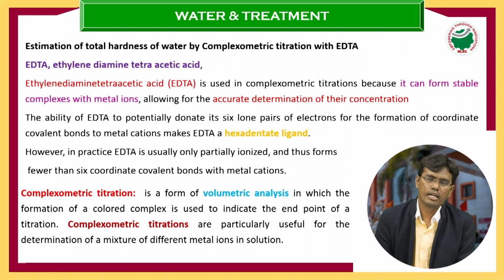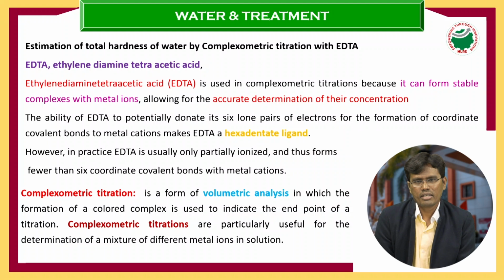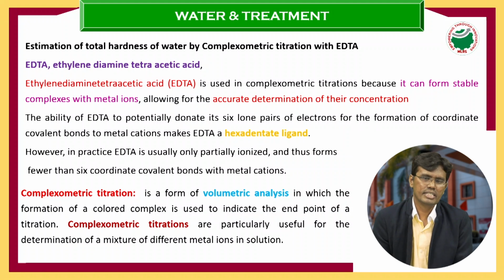Next, how to estimate, calculate, or determine the hardness of water. There are different types of titrations. Before discussing complexometric titration, we have to know how many types of titrations there are. Generally there are 5 types: complexometric titration, redox titration, replacement titration, precipitation titration, and acid-base titration.